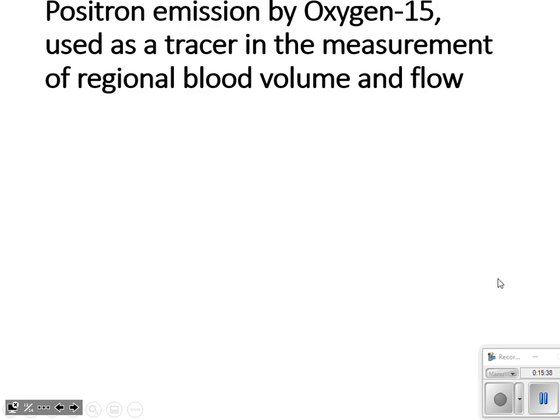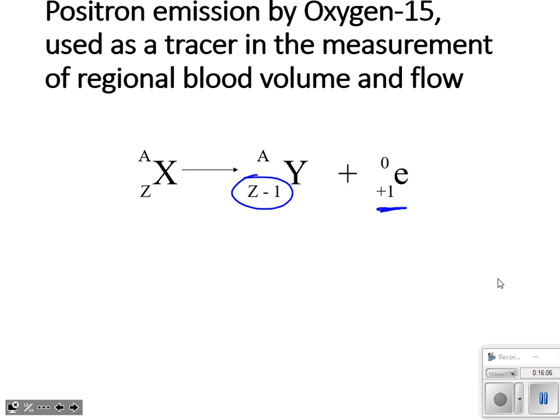Positron emission by oxygen-15. It is used as a tracer in the movement of regional blood volume and flow. So we're dealing with oxygen-15 here. So I know that my equation tells me that I have this positron here that's being given off. I can see that Z is +1, so I have a proton that is being converted to a neutron.